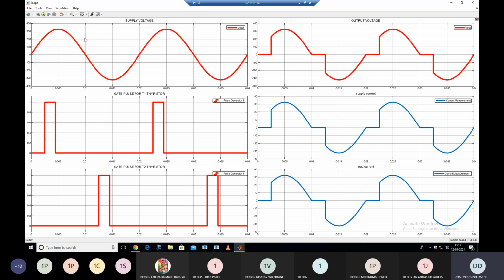So now we can see the first parameter we have measured, supply voltage, is pure sinusoidal. Second is the gate pulse of thyristor 1. Here it is written gate pulse for T1 thyristor. As you can see, the gate pulse starts at 45 degree, and we apply the pulse with only 10% of the total duration. Total duration is how much? 20 millisecond. So only for 10% of 20 millisecond is this gate pulse applied.